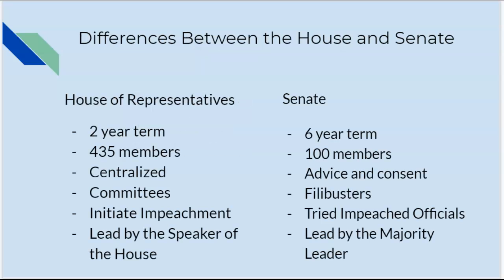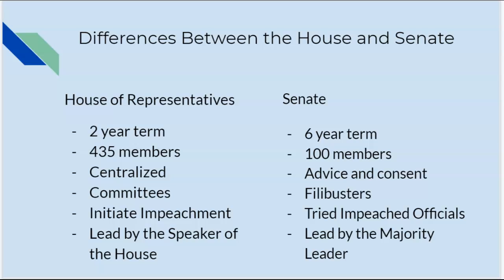Now let's look at the differences between the House and the Senate. So in the House of Representatives, this is the House with the 2-year term, and it's based on population size. So it has 435 members. So this causes it to be really centralized. It's got a really strong leadership. It's led by the Speaker of the House. It's just really centralized around its ideas of committees and timed debates and things like that.